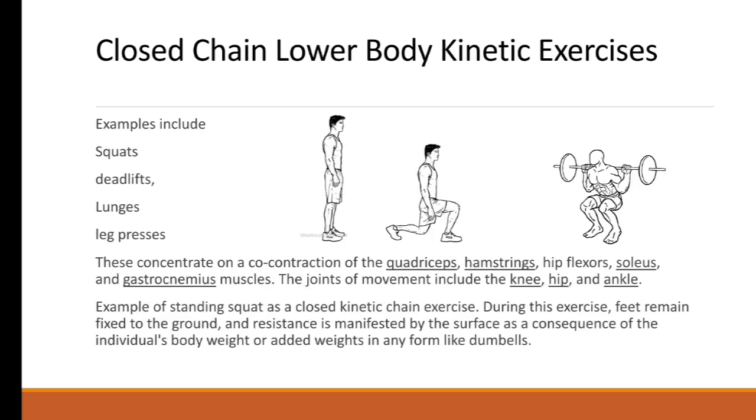And in the lower body, the closed kinetic chain exercises include squats, deadlift, lunges, leg presses. In this there is co-contraction of muscle groups like quads, hamstrings, hip flexors, soleus, gastrocnemius muscle, and there is movement at hip, knee and ankle joint. So basically an example would be standing squat. As a closed kinetic chain exercise, during this exercise the feet remain fixed to ground and resistance is manifested by the surface as a consequence of individual body weight and added weights in any form like dumbbells.